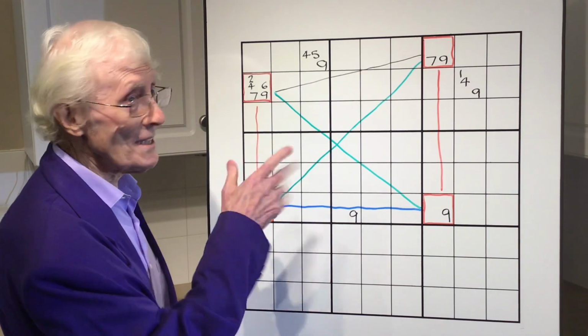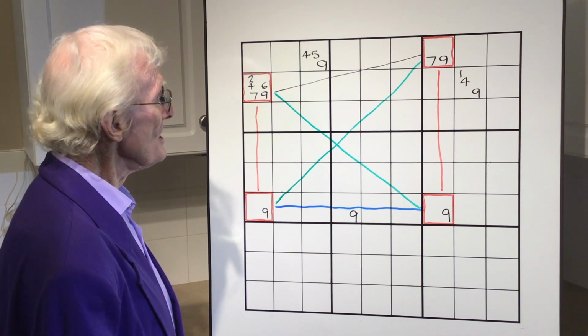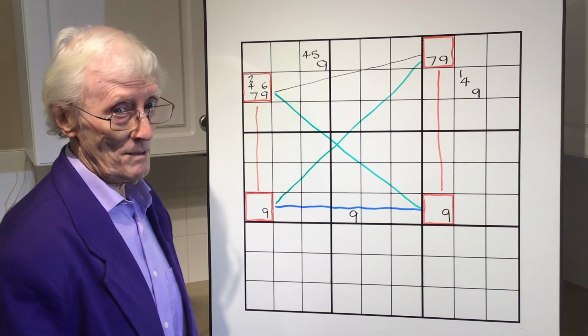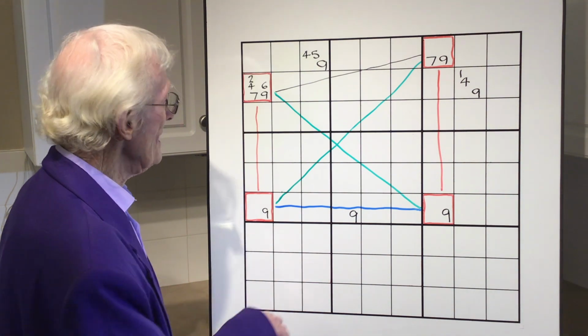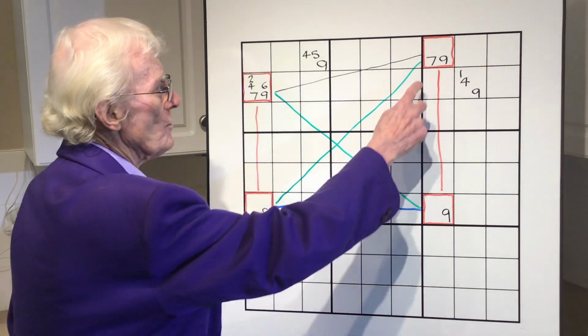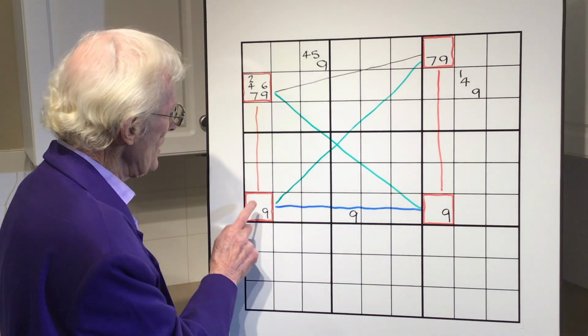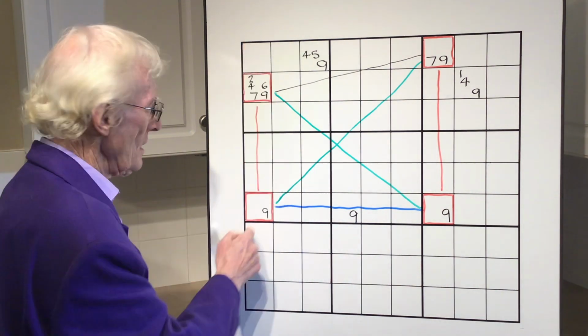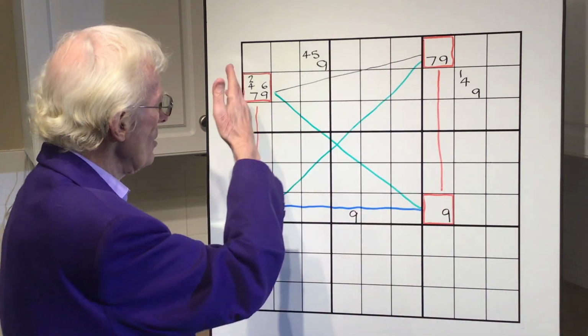Well, here we are with another example. And here we found a skyscraper using the little number 9. If you look at it very quickly again, the red lines are the strong links or conjugate pairs. There's only 2 9s in this column. There's only 2 9s in that column. So that makes them a strong link.